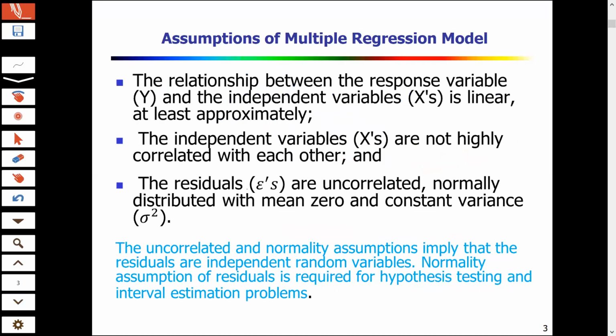The relationship between the response variable y and the independent variables x is linear, at least approximately. So that means y equal to Xβ plus e, that is, y equals β1x1, x2, up to xk plus e. The relationship between y and all of these x is linear. The independent variables x are not highly correlated with each other. So x1, x2, xk are not highly correlated. The residuals ei are uncorrelated, normally distributed with mean 0 and constant variance sigma square.